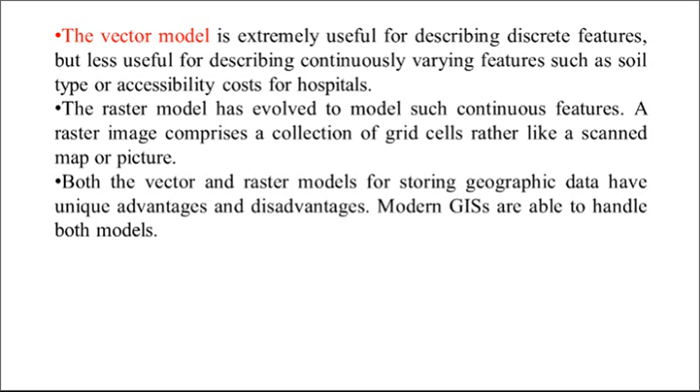Next one, raster model. The raster model has evolved to model such continuous features. A raster image comprises a collection of grid cells, rather than a scanned map or picture. Both the vector and the raster models for storing geographic data have unique advantages and disadvantages. Modern GIS are able to handle both of these models. So, these models play a very important role as far as GIS is concerned.